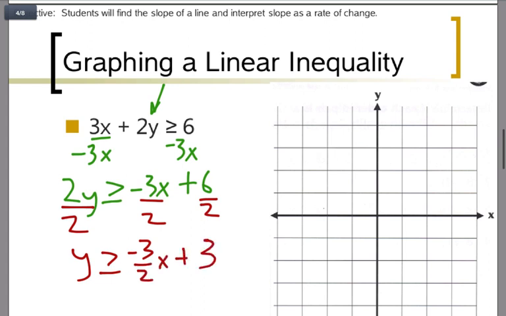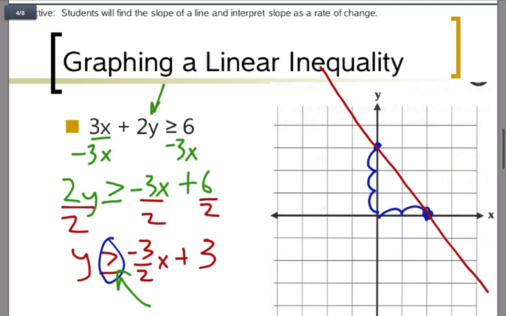Now, if this was an equal sign, I would just go ahead and graph this line by starting at 3, and then from 3 I would count down 3, the rise goes down 3, and then runs 2. I would put 2 dots right there, and then connect the dots using a solid line. Well, this time I don't get to move quite that quickly. I actually have to pay attention now to this symbol right here. Because it says greater than or equal to, I will use the solid line.